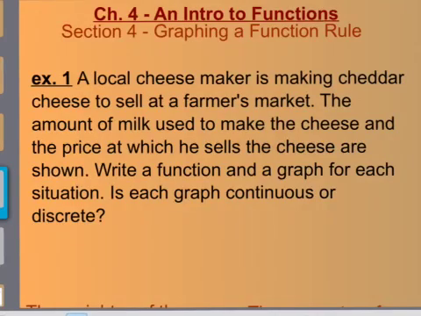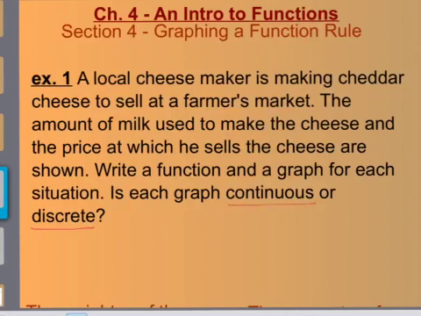Chapter 4, Section 4, Graphing a Function Rule. So copy down the following example. A local cheesemaker is making cheddar cheese to sell at a farmer's market. The amount of milk used to make the cheese and the price at which he sells the cheese are shown on the next slide. We're asked to write a function and graph for each situation and then tell whether it's continuous or discrete.